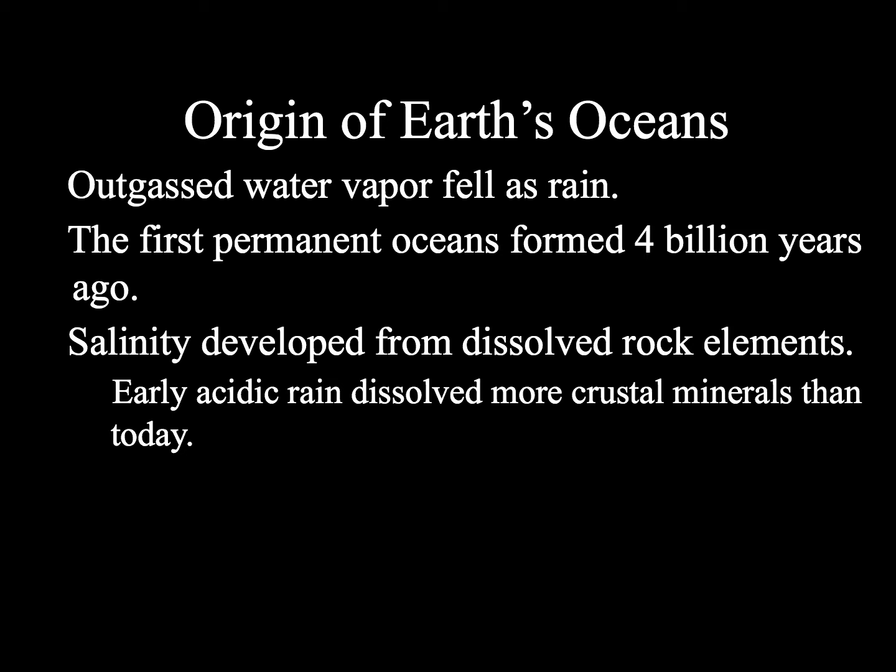Some of Earth's rocks were soluble, meaning that they could dissolve, and these dissolved rocks contributed salt to our oceans. Much of this dissolving was due to very acidic conditions on early Earth.